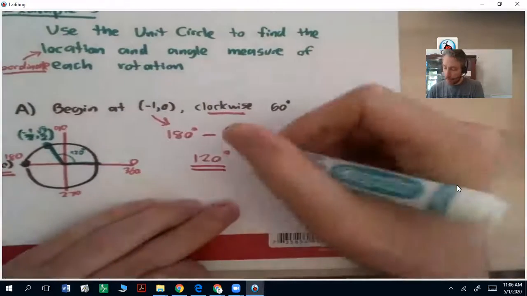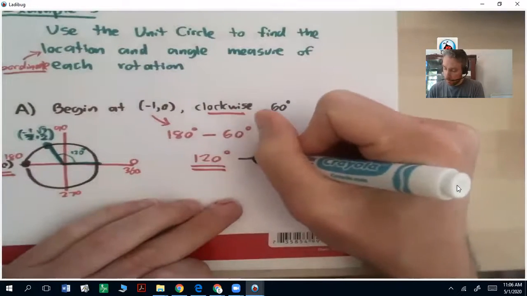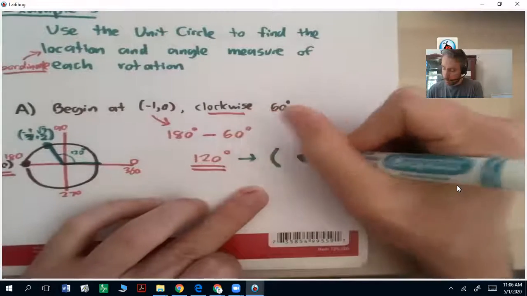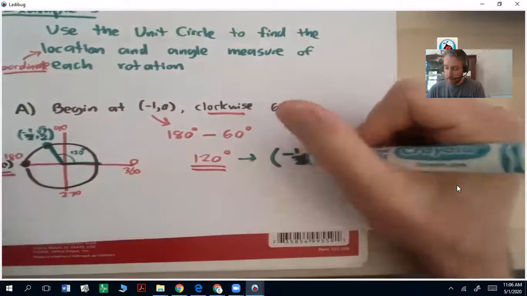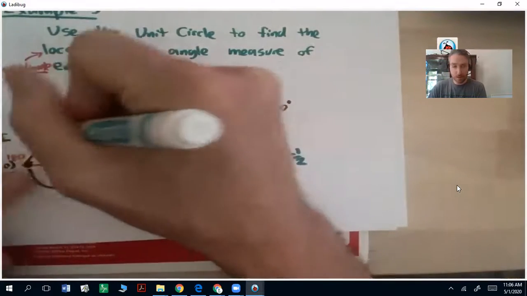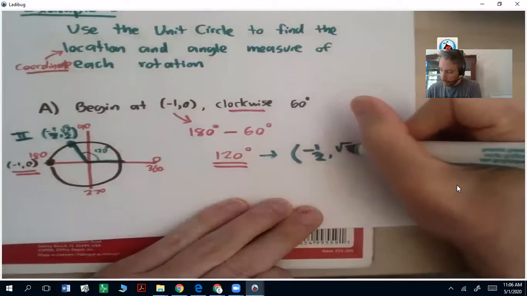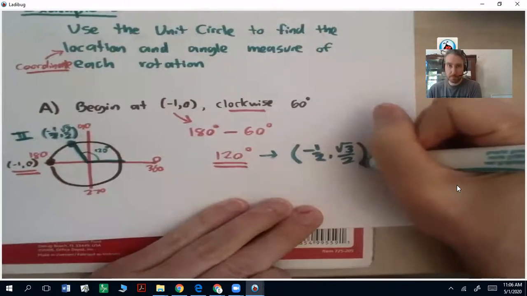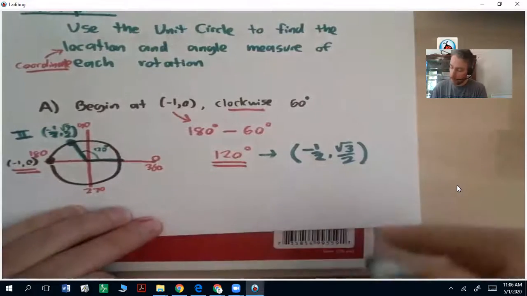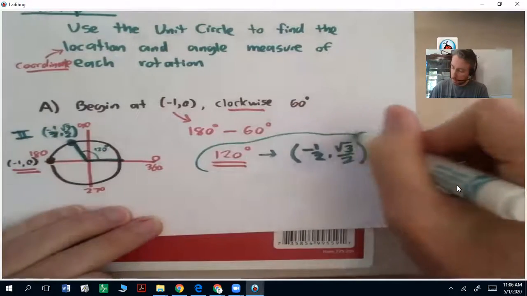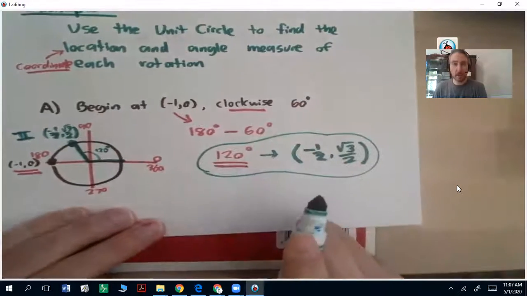So 120 degrees is at -1/2, because it's in quadrant 2 and the x values are negative in quadrant 2, comma, the square root of 3/2. So there's your angle, there's your location, your coordinate. And I guess that's your answer to the question.